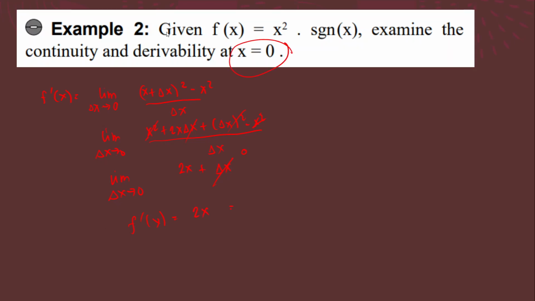siya at x equals 0. So, 2 times 0 is equals to 0. Okay? Ito is at right hand. Okay, this is at right hand.